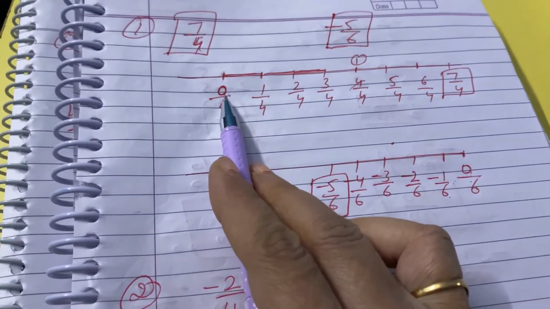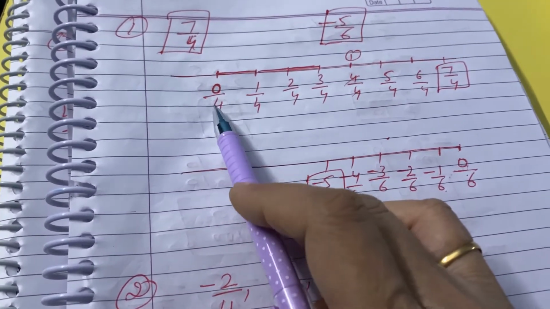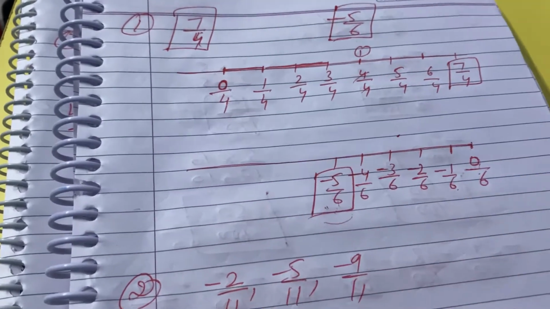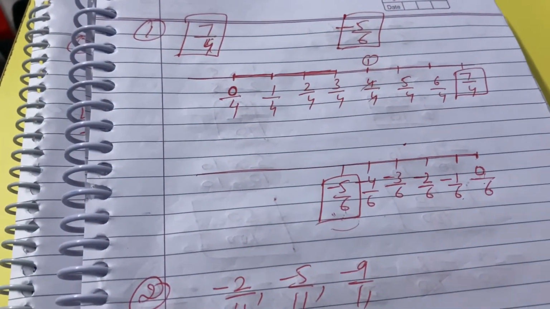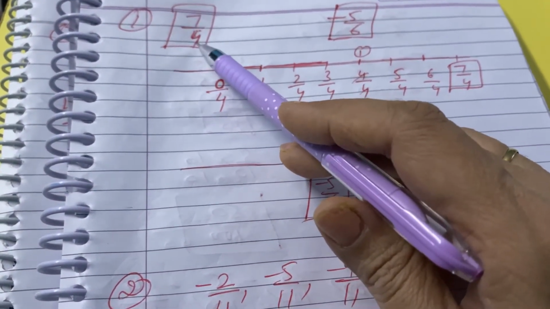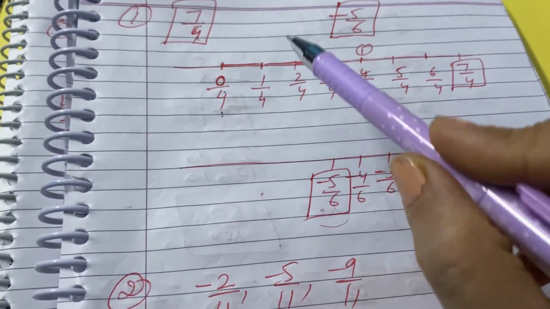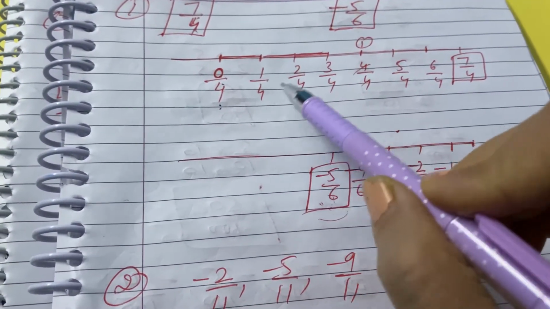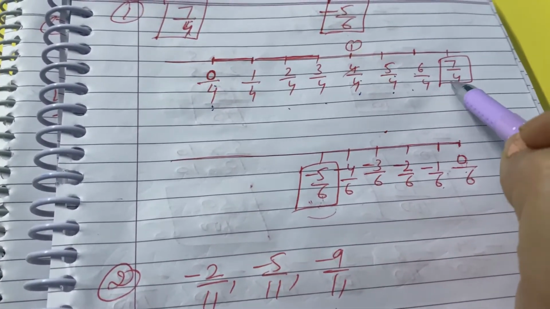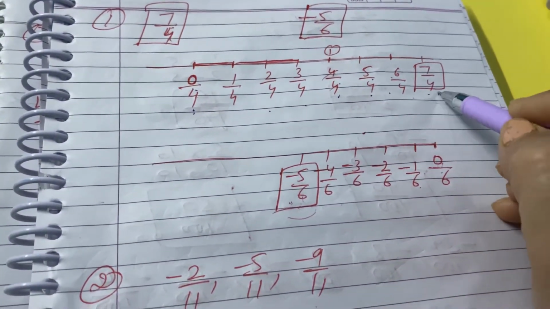So we have taken 0, and you have to make the denominator of the number that will be plotted by you. That means if you will plot 7 by 4, then you have to take the denominator of 7 by 4 to 0. So it will be 0 by 4. Then start counting the numbers: 1 by 4, 2 by 4, 3 by 4, 4 by 4, 5 by 4, 6 by 4 and 7 by 4. We have to find the 7 by 4 on the number line, so this I have highlighted.